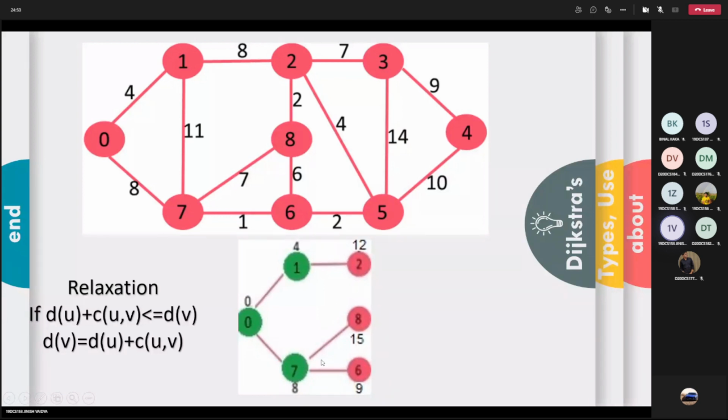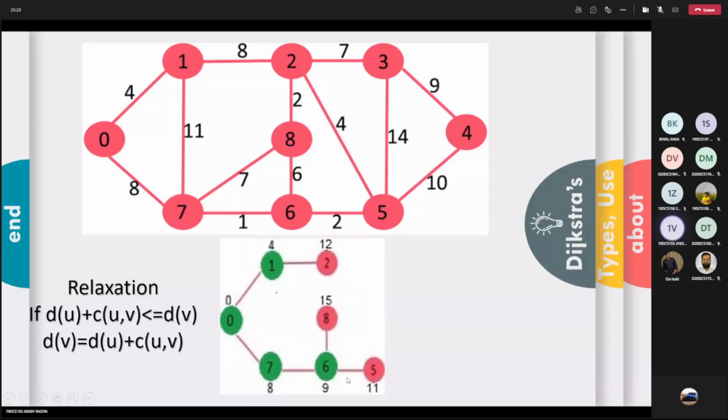And we will find the distance to which it is directly connected, and it is not, and the vertex which is not visited. Here 8 and 6 are unvisited, and it is directly connected to 7. So we will find it using relaxation, that is distance of u, that is 8, plus cost between u and v, that is distance between 7 and 8 vertex is 7. So 8 plus 7 is 15, and in the similar way, the distance of 6 vertex is 9.